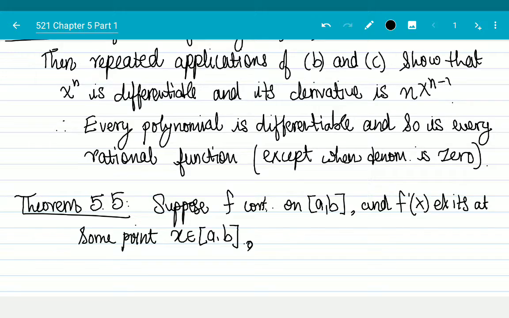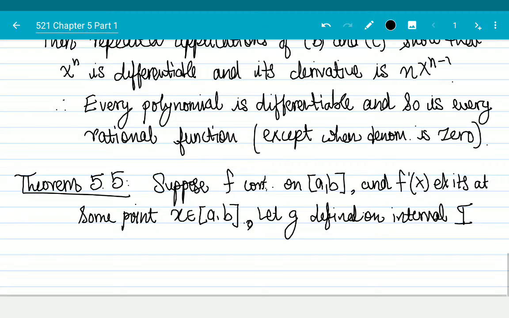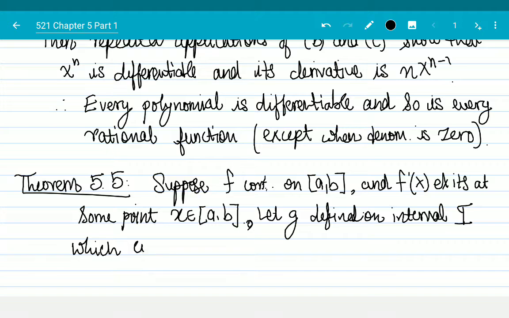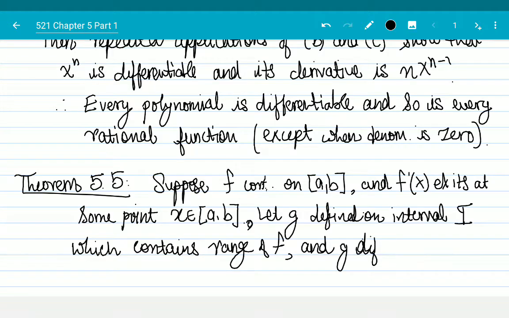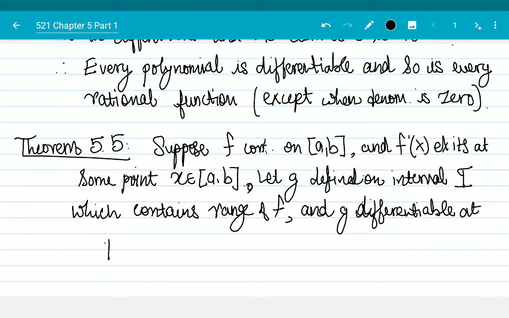Well, there shouldn't have been an A. Let g be defined on an interval I, which contains the range of f, and g is differentiable at the point f of x.